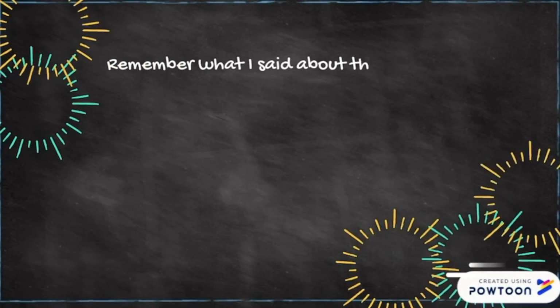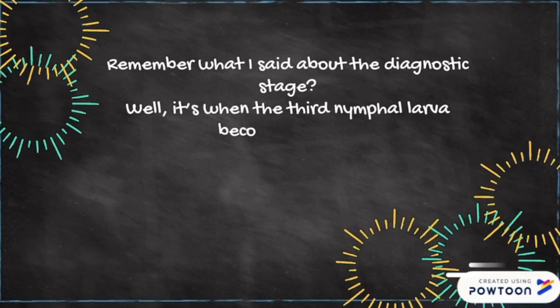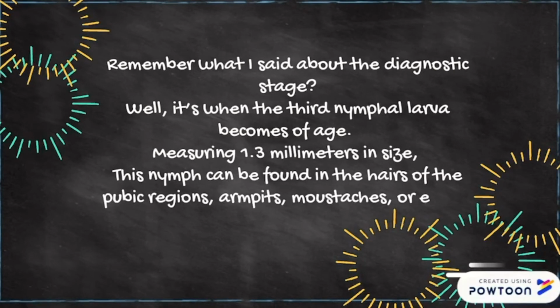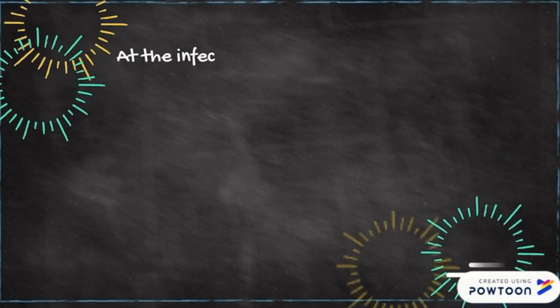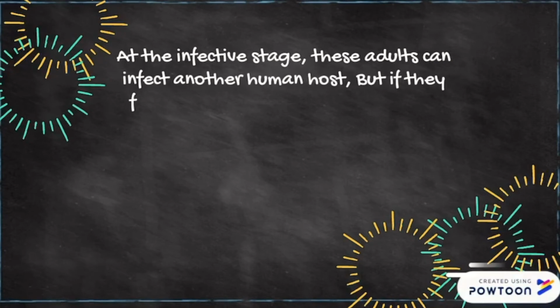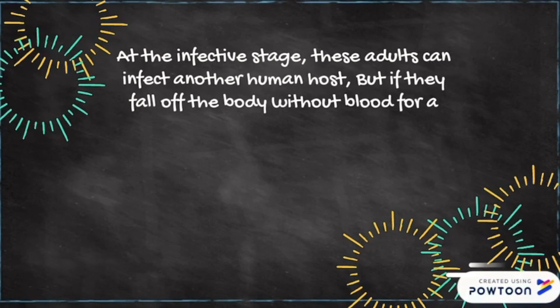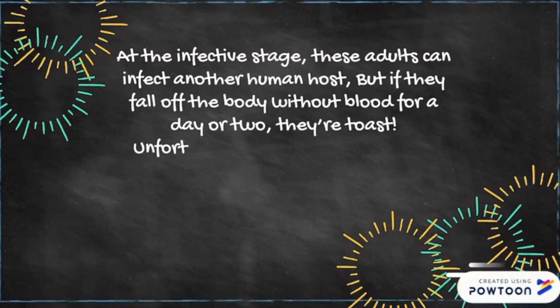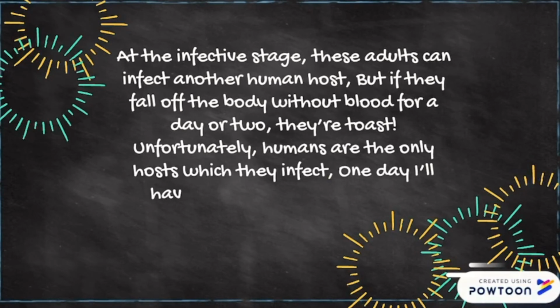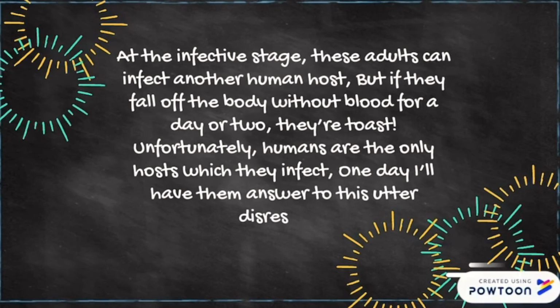Remember what I said about the diagnostic stage? Well, it's when the third nymphal larva becomes of age. Measuring 1.3 millimeters in size, this nymph can be found in the hairs of the pubic regions, armpits, mustache, or eyes. At the infective stage, these adults can infect another human host, but if they fall off the body without blood for a day or two, they're toast. Unfortunately, humans are the only hosts which they infect. One day I'll have them answer to this utter disrespect.